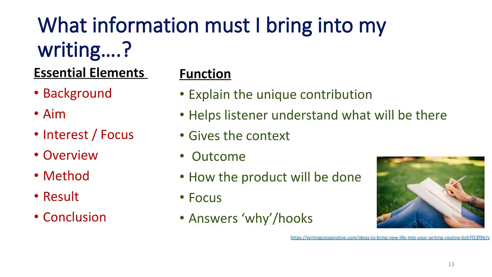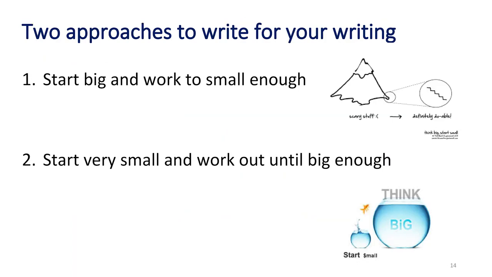Method is about how you have done your research, and the result is about the focus and the area of the outcome of your research, and the conclusion is your hook. So what have you found out that is new from the others? There are two basic approaches in writing.